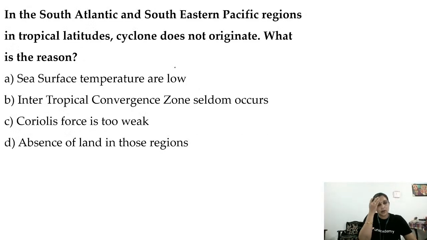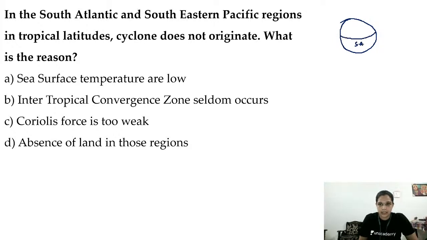In the South Atlantic and Southeastern Pacific region, in tropical latitudes, cyclones do not originate. Again, I'm telling you, for these kinds of questions, think and answer. They're talking about the South Atlantic and Southeastern Pacific region, and asking why tropical cyclones do not originate. Sea surface temperatures are low. Intertropical convergence zone seldom occurs. Coriolis force is weak. Absence of land in those regions.